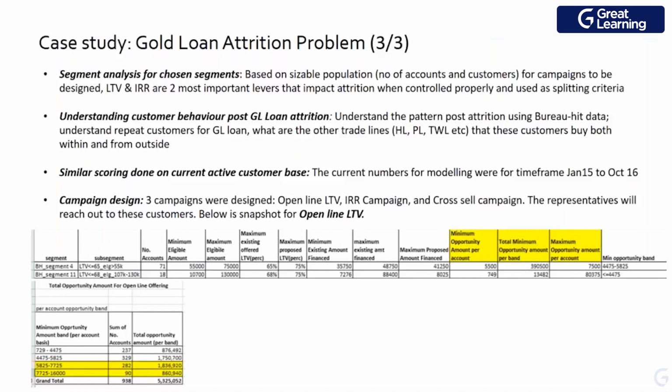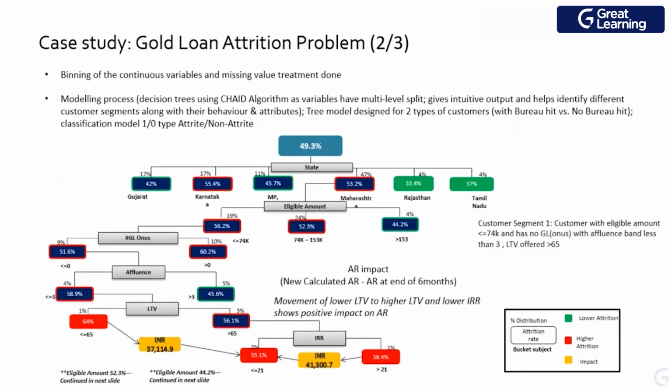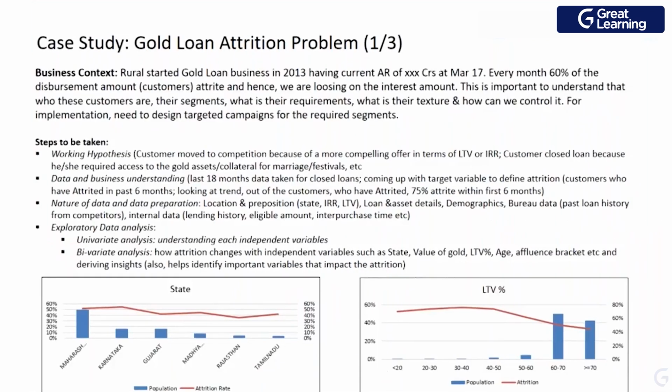Because for the modeling, we had used data from Jan 15 to October 16, but we did a similar scoring to understand and basically stamp the probability on the current active base, because you will run the campaigns on your current active base and not on the customer base which has already, let's say, tried it, or were with you in the past. So you'll do a stamping on the current active base, and then once you have chosen the segments, you decide what campaigns we will design for these chosen segments.